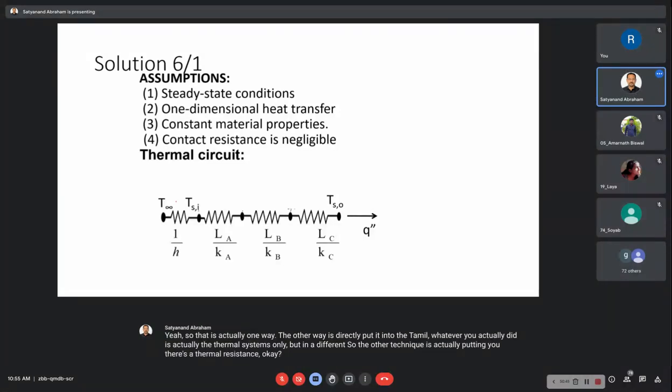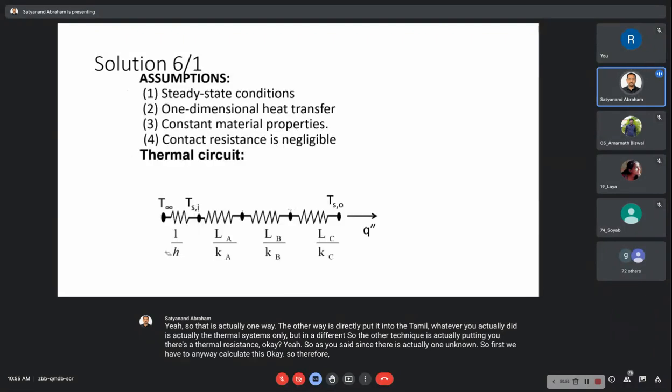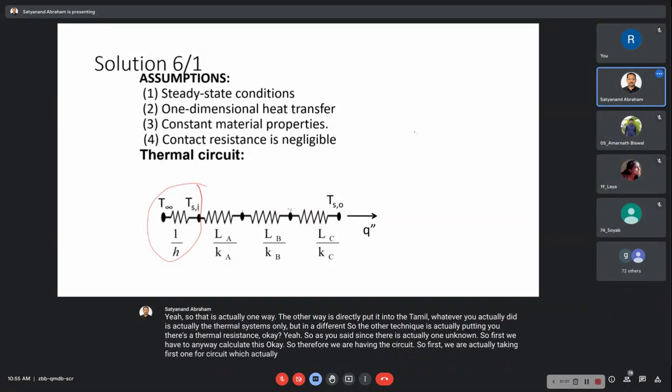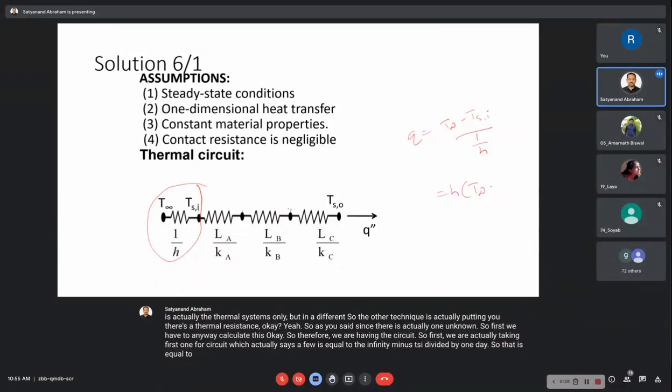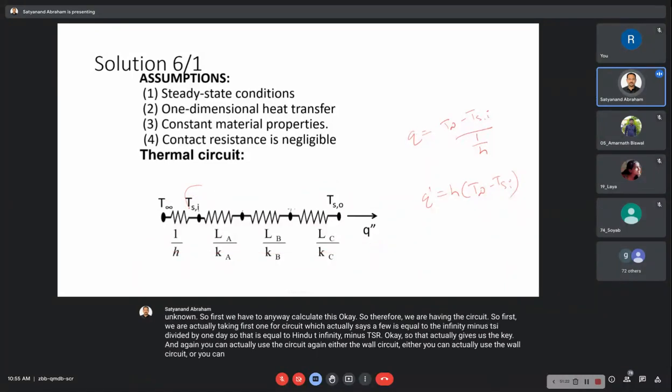As you said, since there is one unknown, first we have to calculate this heat flux. Therefore, we have the circuit. First we take the first circuit, which says Q equal to T infinity minus Tsi divided by 1 by h. So that is equal to h into T infinity minus Tsi. That gives us the Q.